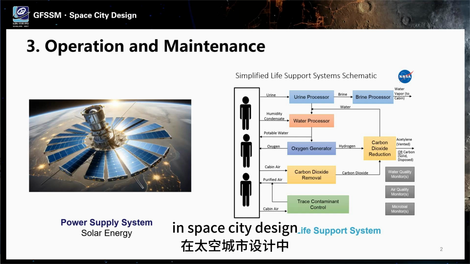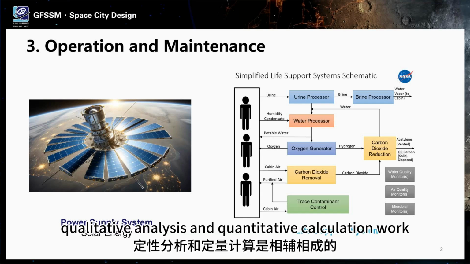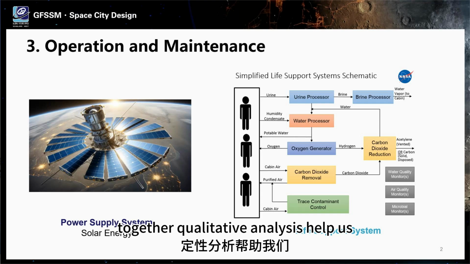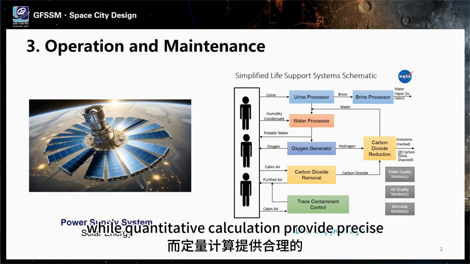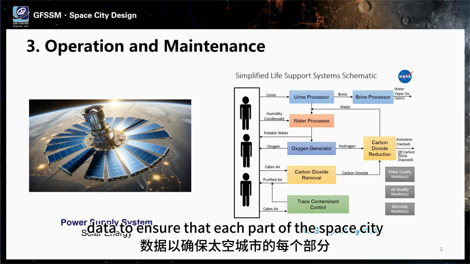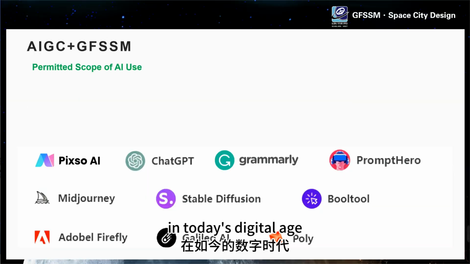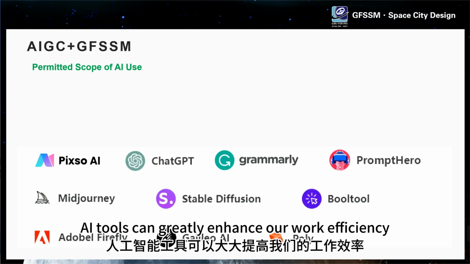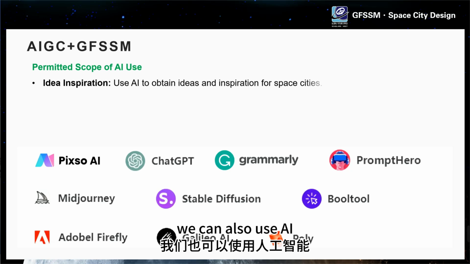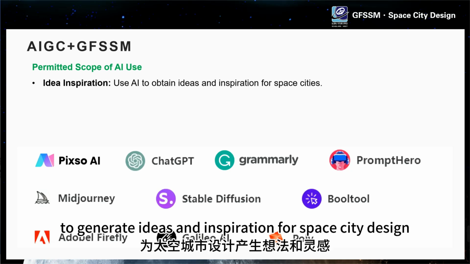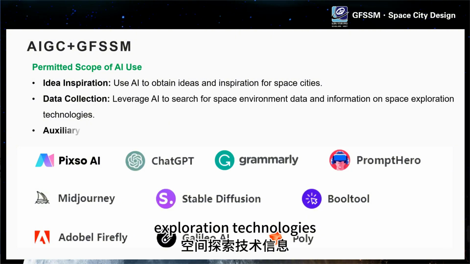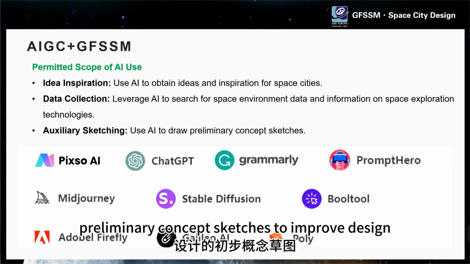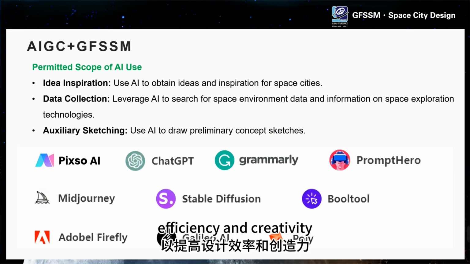In Space City design, qualitative analysis and quantitative calculation work together. Qualitative analysis helps us understand the basic principles, relationships, and factors at play, while quantitative calculation provides precise data to ensure that each part of the space city functions properly. In today's digital age, AI tools can greatly enhance our work efficiency. We can also use AI to generate ideas and inspiration for space city designs, search for data on space environments and exploration technologies, and even create preliminary concept sketches to improve design efficiency and creativity.